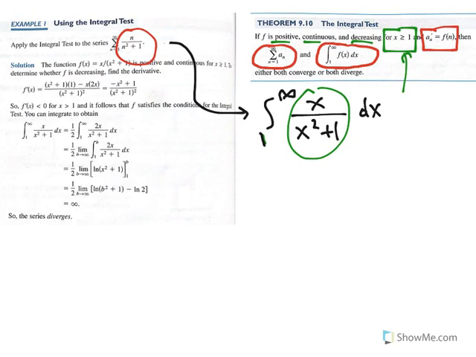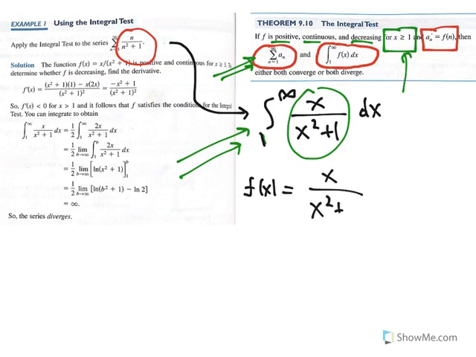And if the integral test does apply, and you are able to determine that the improper integral converges, then the series must converge. On the other hand, if the improper integral diverges, then the series must diverge. So let's first verify that the integral test can be used. So you have to look at the function f of x is equal to x over x squared plus 1.